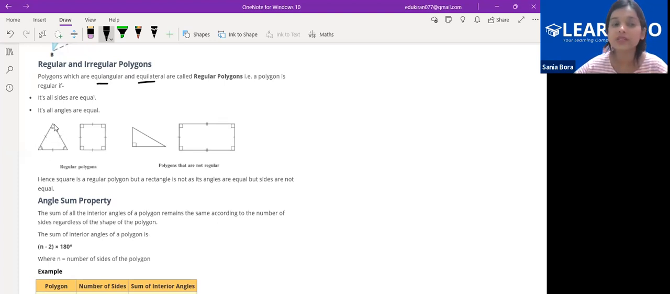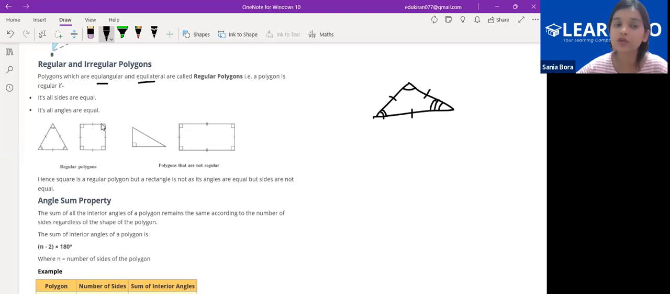Clear? For example, this triangle. You can see in this triangle, just understand the diagram, 1, 2, and 3. That means all the sides are equal. All the angles are equal. That means it is equiangular. And I have made this line 1, 2, 3. Yes, that means all the 3 sides are equal, right?